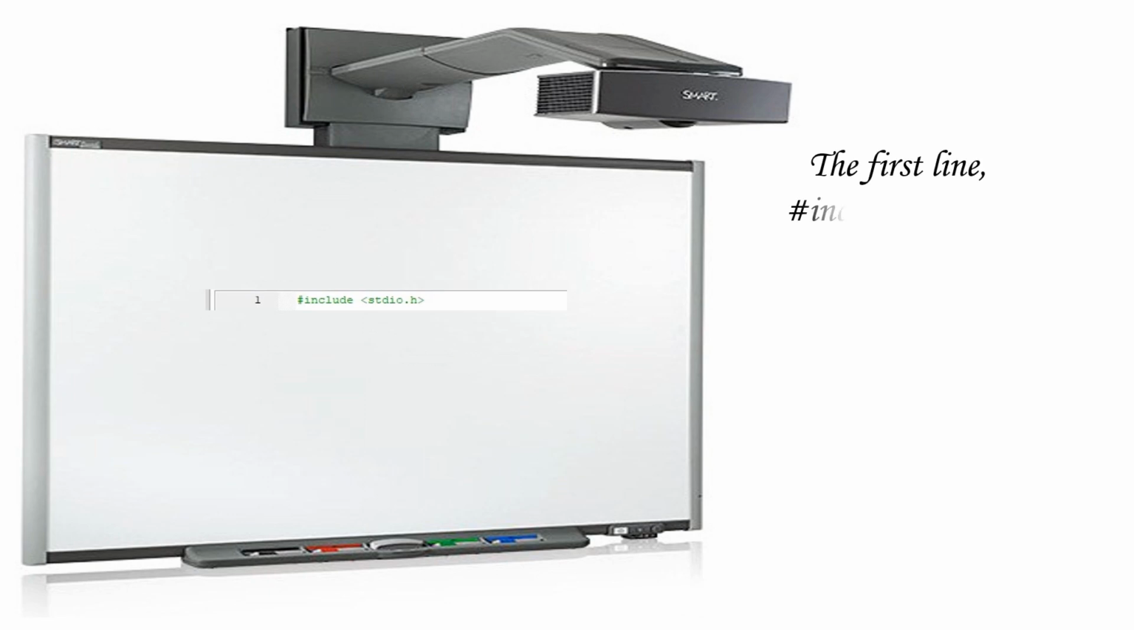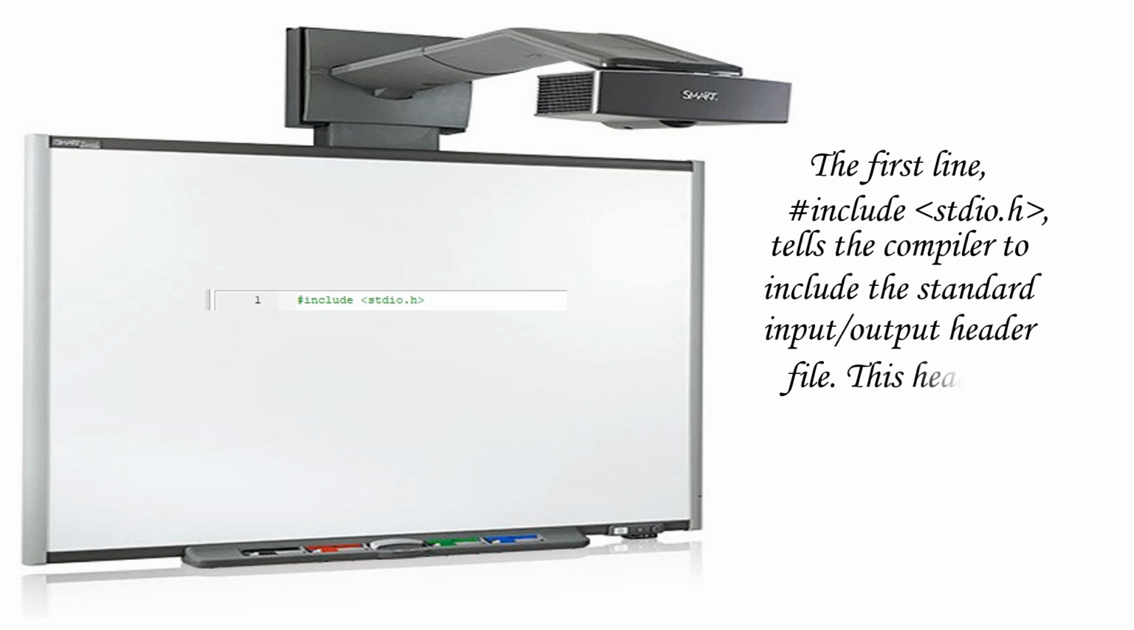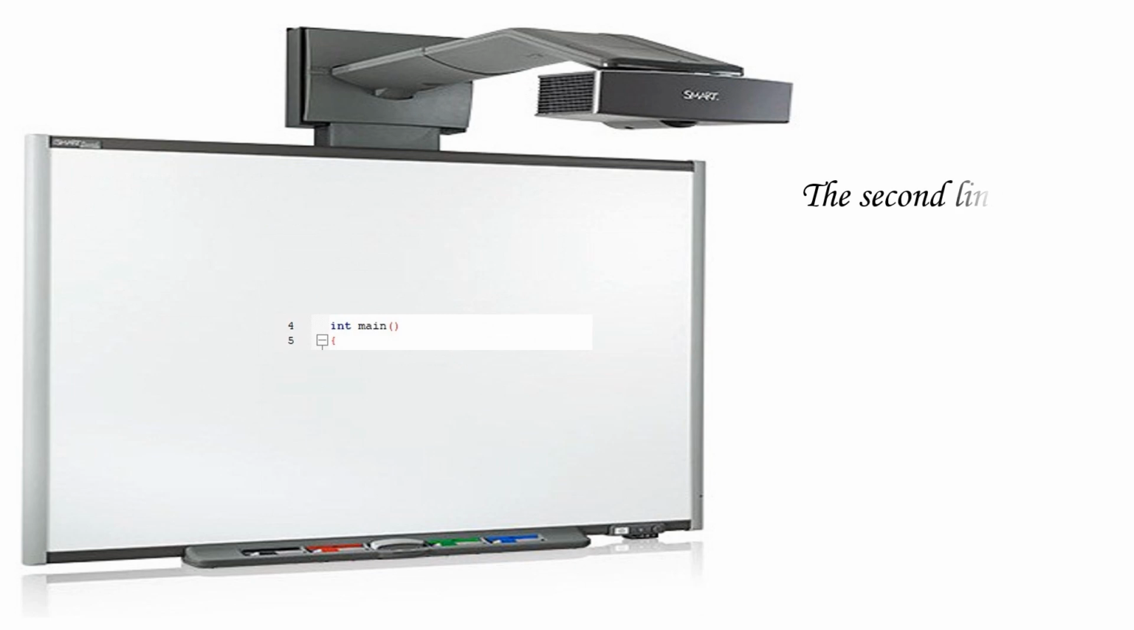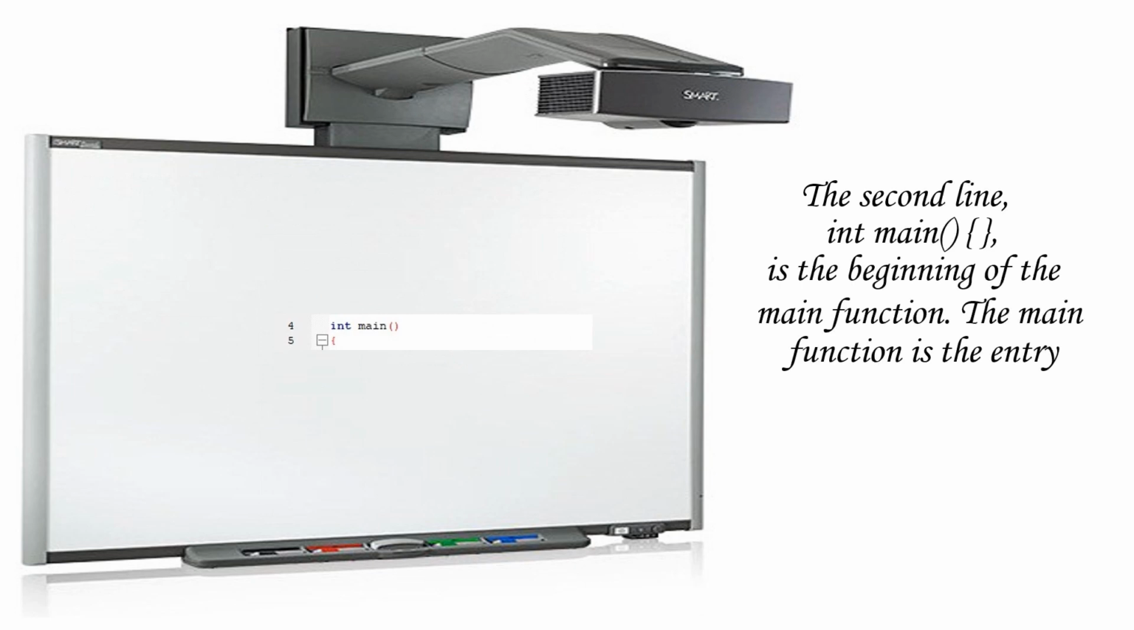The first line, #include <stdio.h>, tells the compiler to include the standard input-output header file. This header file contains declarations for all of the standard I/O functions, such as printf. The second line, int main, is the beginning of the main function. The main function is the entry point for all C programs.